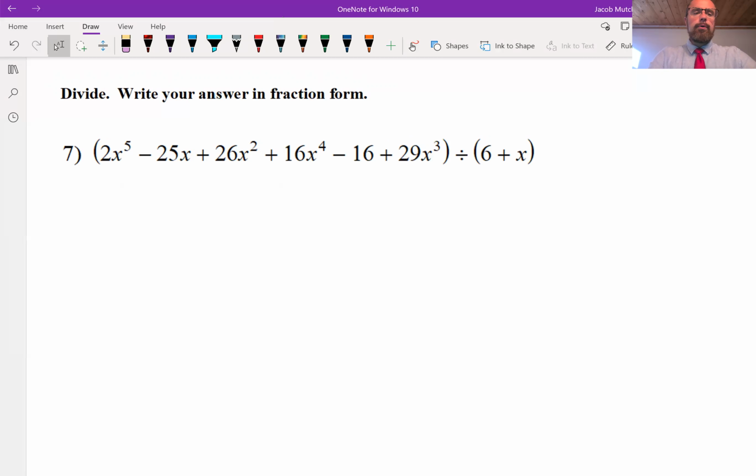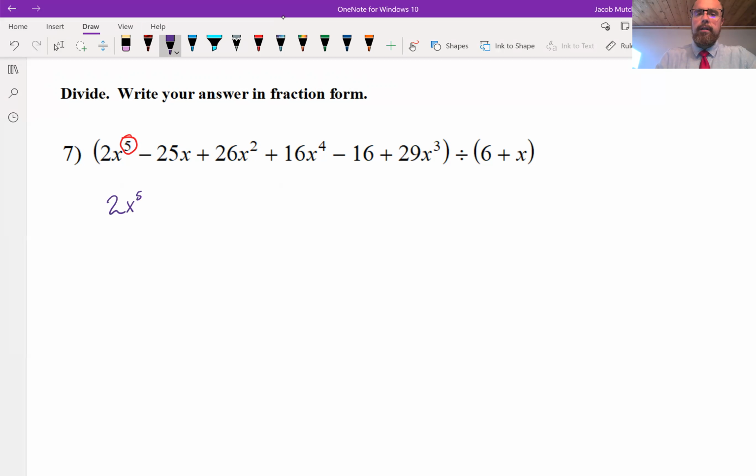So here I've got 2x to the 5th minus 25x plus 26x squared plus 16x to the 4th minus 16 plus 29x cubed, all divided by 6 plus x. So just comparing this to our first example, everything is out of order. And that means that I need to put it in order first before I run synthetic division. So I'm going to start here. I'm going to put the dividend, this long polynomial, in descending order of exponents. So my highest exponent here is a 5. So I'm going to start by recording this as 2x to the 5th.